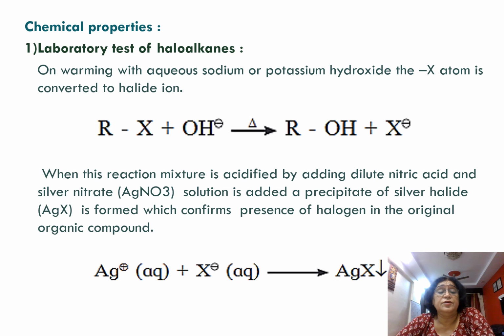How do you perform the laboratory test for the haloalkanes? If in a test tube a compound is given, how will you come to know that it is a haloalkane? So in this alkyl halide you react with NaOH or potassium hydroxide, you get alcohol plus halide ion formed. This halide ion, when reacted with dilute HNO3 and AgNO3, the silver halide is precipitated, and that's how you come to know the presence of halogen in the organic compound. Thank you.